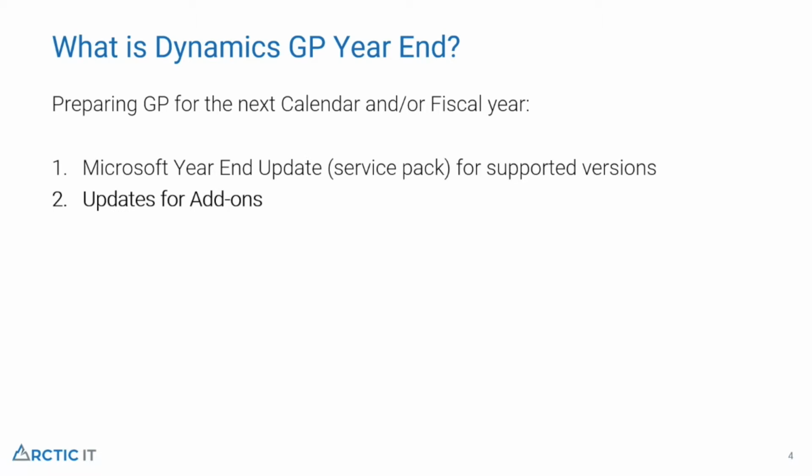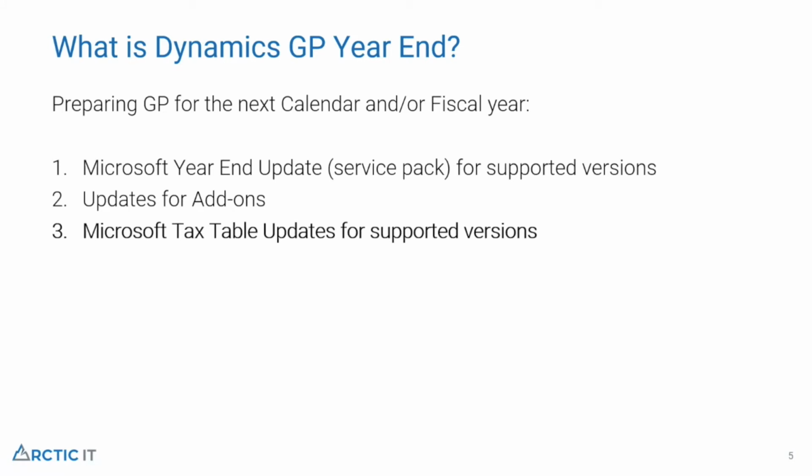Once the core GP product is updated, you'll want to make sure you have the latest version of any add-ons from vendors like Macorma, Integrity Data, and GreenShades. These updates are typically done right after the Microsoft year-end update has been applied. For companies processing payroll, you'll need the latest federal and state tax rates before preparing 2019 W-2s. This year, there were 4 tax table updates, and the last was in September. Tax table updates are fairly quick and easy if you are on a supported version. Check out our tutorial on how to update Dynamics GP tax tables to learn more.